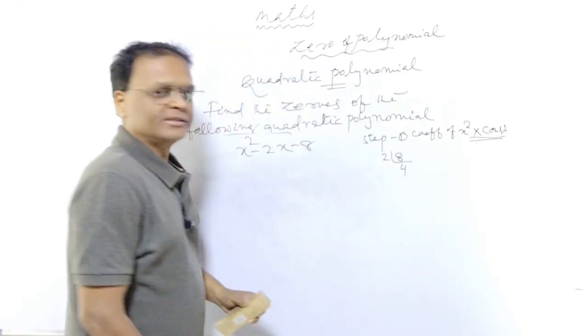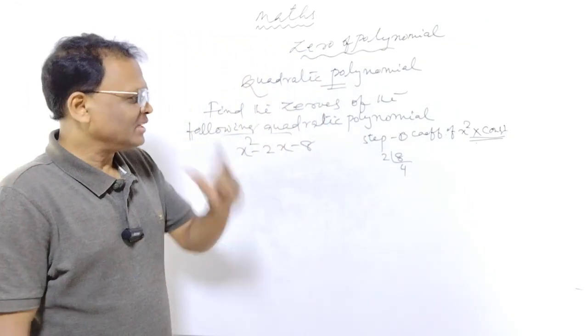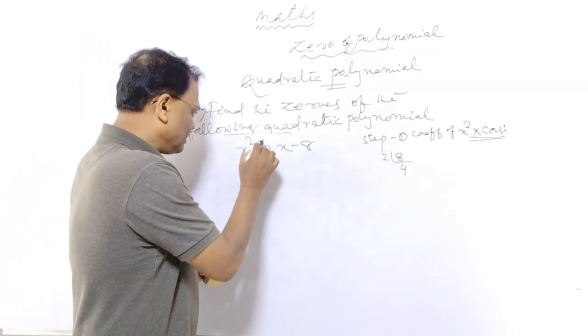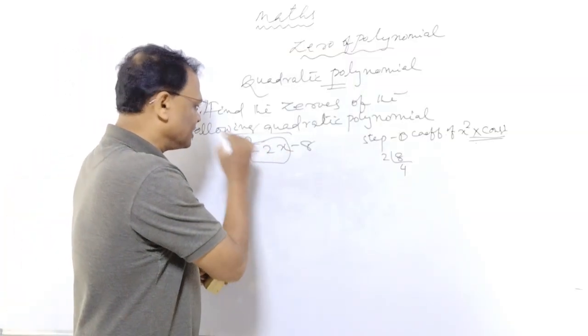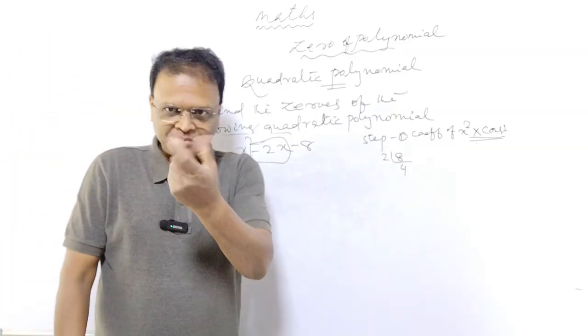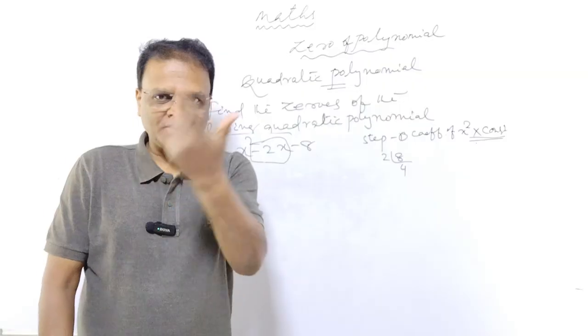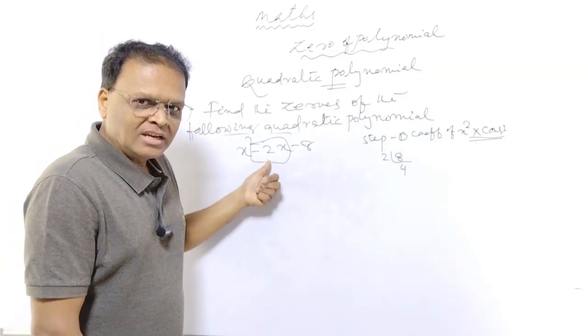2 4s are 8. I think I got the answer also. Let me check what the numbers are. What is the middle number? The middle number is minus 2. Because this number only I have to split. ये number को ही मुझे तोड़ना. How many parts? 2 parts. This middle number is minus 2.